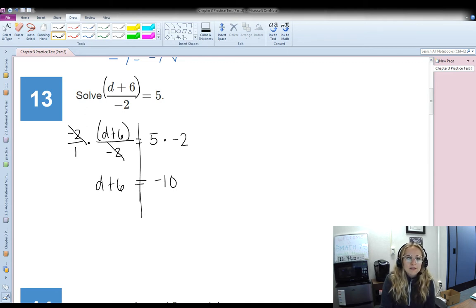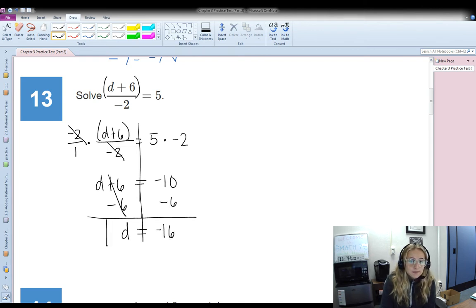Now we have d plus 6. Well, I know that if I want to isolate the d, it says plus 6. So the inverse operation is subtraction. So if I'm at 6 and I want to get to 0, I'm going to have to subtract 6 from both sides. And that is going to give me, these are going to cancel. I'm going to be left with d equals negative 16. So that is the answer for number 13.